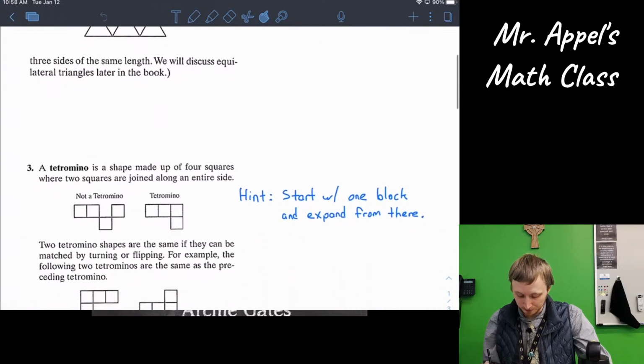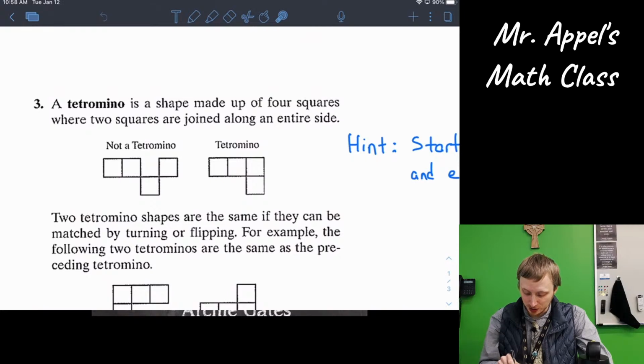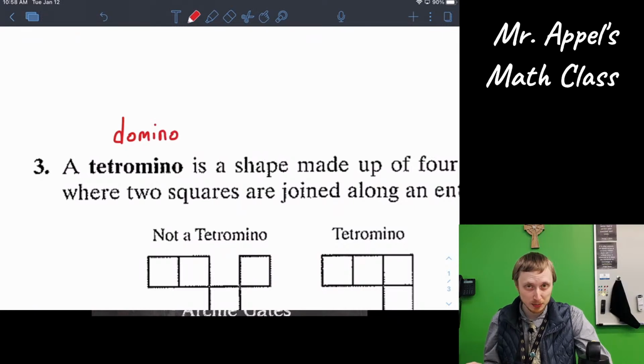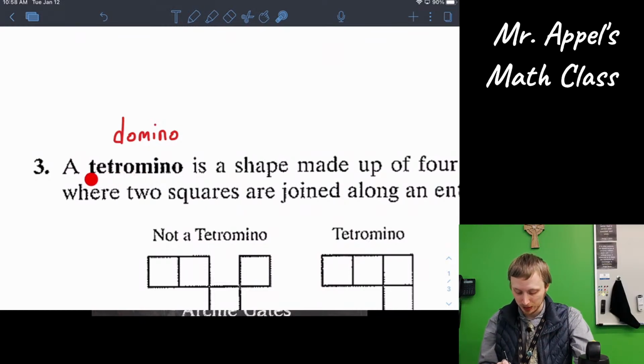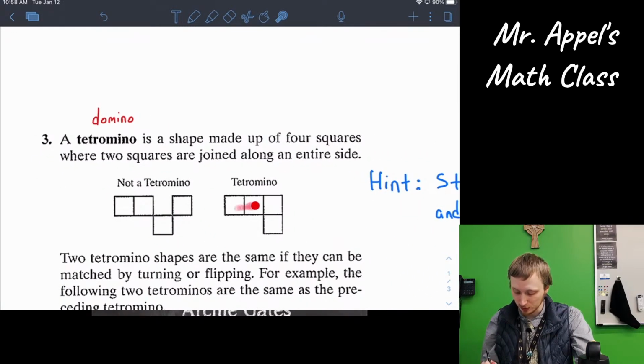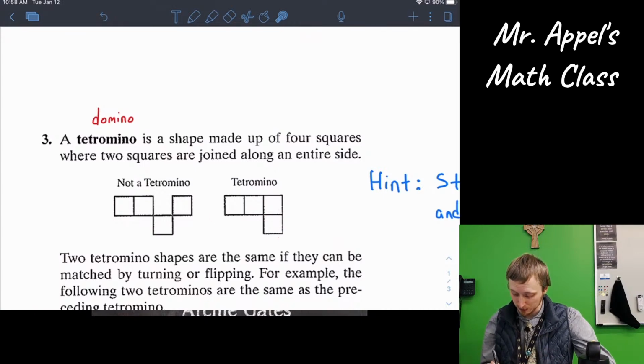All right, next up, number 3. It introduces a new type of shape, the tetromino. Perhaps you've played with dominoes before. Dominoes have 2 squares attached. A tetromino, tetra comes from Greek for 4, so it's 4 squares all connected to each other. Imagine playing a game of dominoes with these funky shapes. Or some other kind of, maybe you can make a video game out of this, trying to piece all of these together. I don't know. Sounds a little far-fetched.